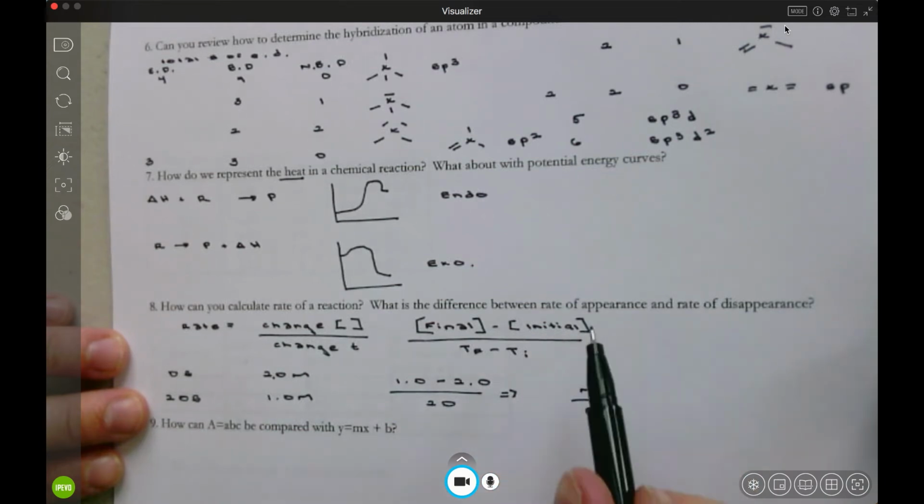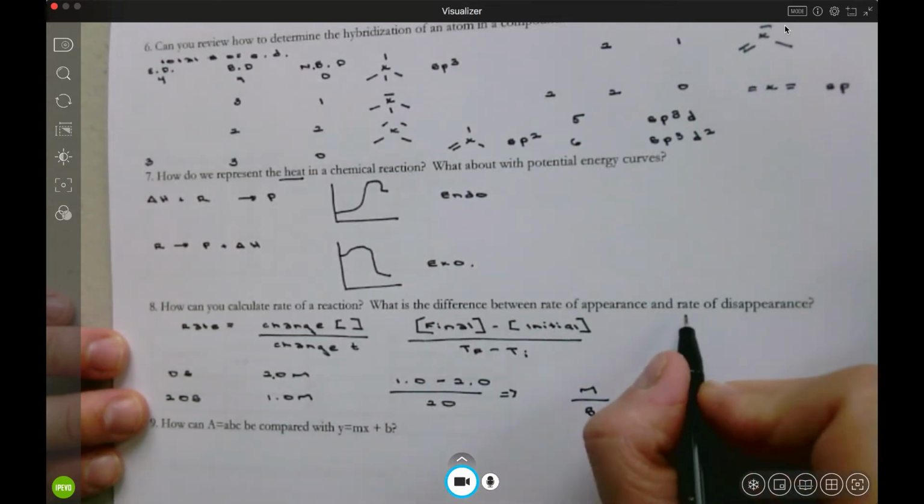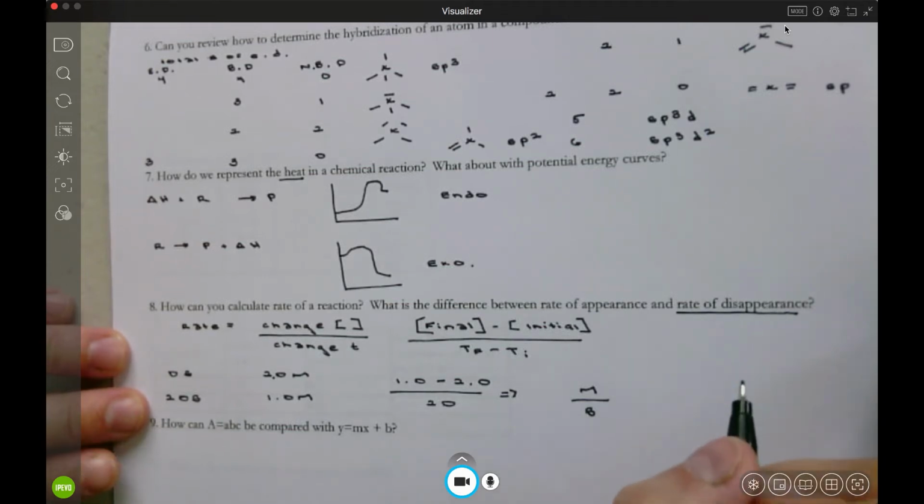Is this rate of appearance or rate of disappearance? Well, notice I am losing concentration. I'm decreasing my concentration. This value would be negative. So this is actually going to be your rate of disappearance. If your rate is negative, it is disappearing.